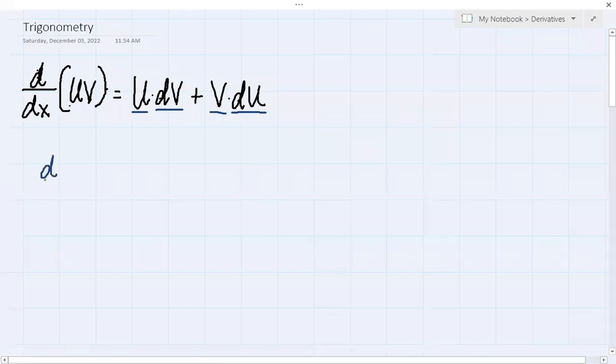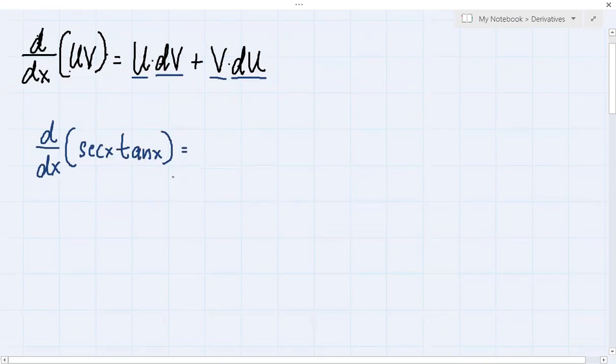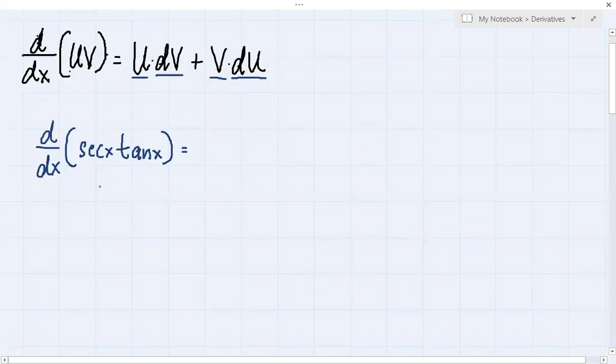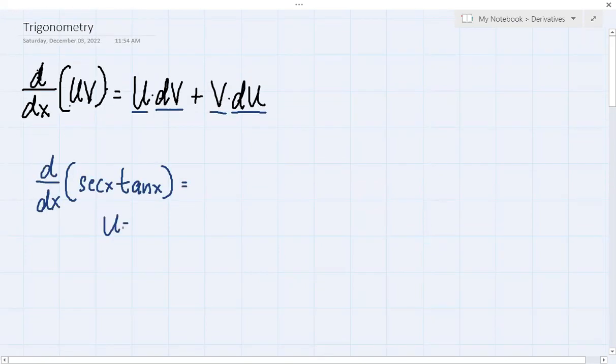Let's just say meron tayong ganito. The derivative of secant x times tangent x. Ayan. So the same technique lang. Pick which one will be your u, which one will be your v. So I pick u as secant x and v as tangent x. Okay? Ngayon, kunin natin yung derivative ng dalawa.